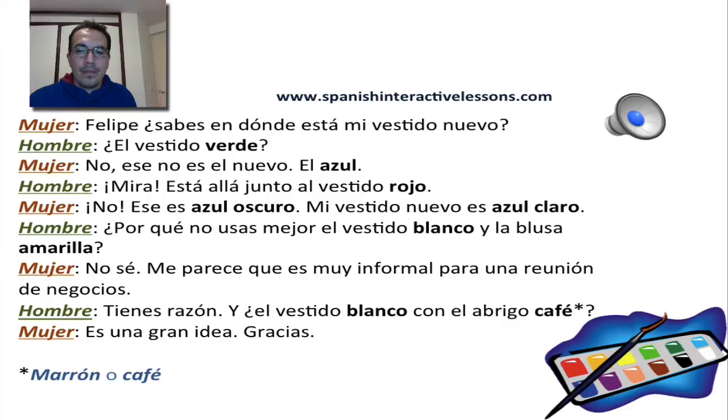¿Por qué no usas mejor el vestido blanco y la blusa amarilla? No sé, me parece que es muy informal para una reunión de negocios. Tienes razón. ¿Y el vestido blanco con el abrigo café? Es una gran idea, gracias.